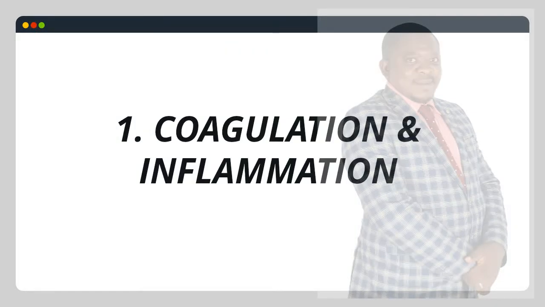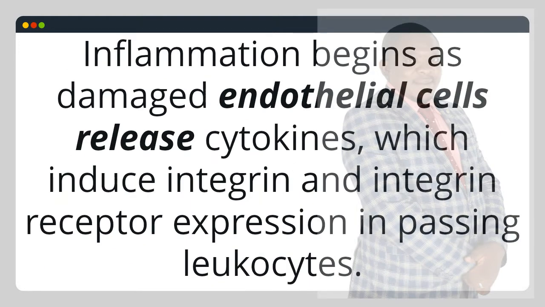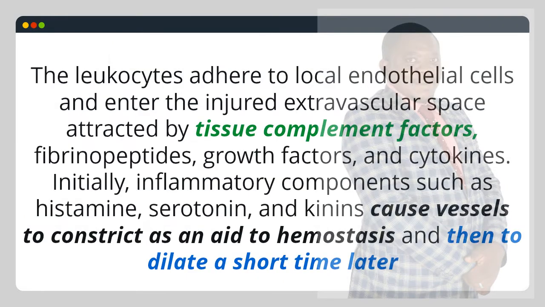1. Coagulation and inflammation. Clotting of blood contributes the first reparative signals. Fibrinopeptides, fibrin, thrombin, and platelets release PDGF, IGF-1, and TGF-beta, which attract other inflammatory cells, especially macrophages, into injured tissue. Inflammation begins as damaged endothelial cells release cytokines, which induce integrin and integrin receptor expression in passing leukocytes. The leukocytes adhere to local endothelial cells and enter the injured extravascular space, attracted by tissue complement factors, fibrinopeptides, growth factors, and cytokines. Initially, inflammatory components such as histamine, serotonin, and kinins cause vessels to constrict as an aid to hemostasis and then to dilate a short time later.